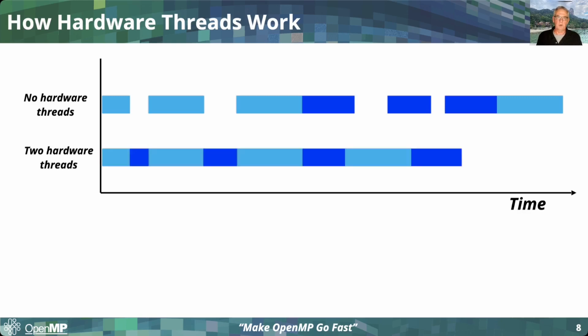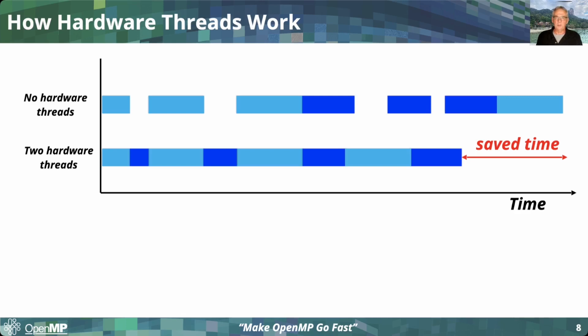Instead, if I had two hardware threads, what I could do is fill that gap with some other work. Like while the light blue application is waiting for I/O, the dark blue could start executing and use that hardware in a more meaningful way. And in that way, I save time. And the reason I mention this is that there are two kinds of levels of speed up.